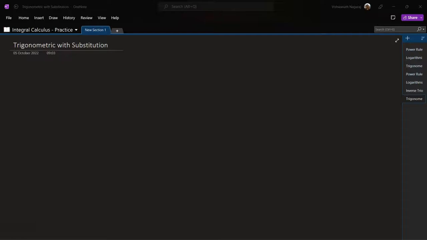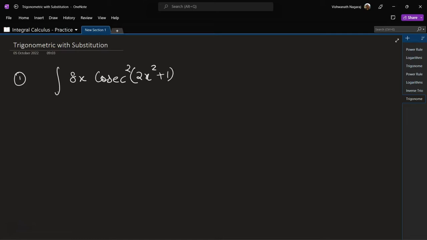Let's look at trigonometric integration with substitution. Okay. First one, integral of 8x cosec square 2x square plus 1 dx.